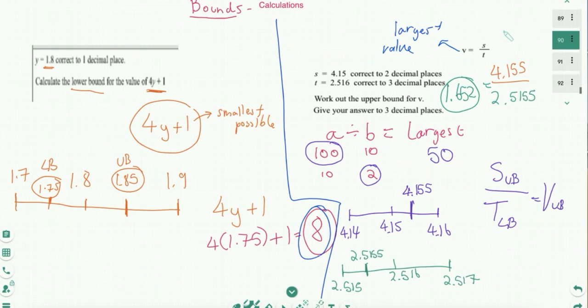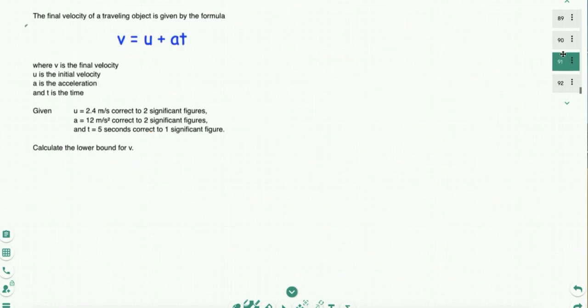So when we're dividing, if we want to get the largest possible answer, the top number, the numerator, the dividend must be the upper bound. We're dividing lots of sweets by very few people. The divisor has to be very small. Let's look at the next problem.